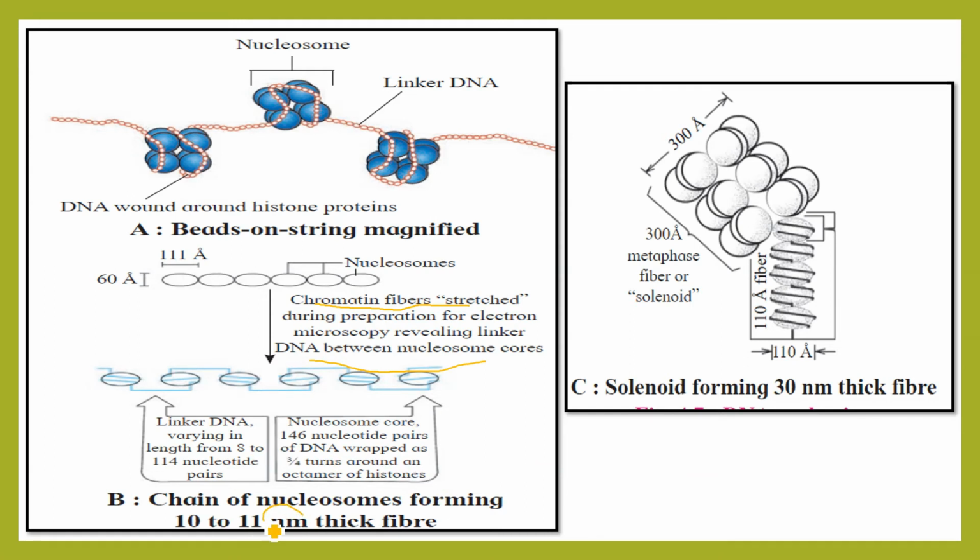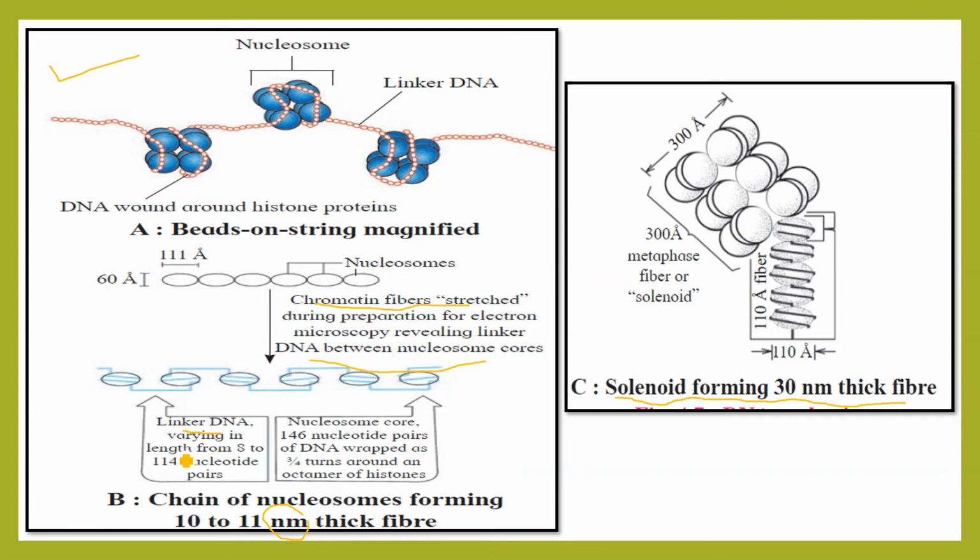Look at this unit, nanometer thick fiber. And this model is called the solenoid, forming a 30 nanometer thick fiber. This is how the coiling and the packing of DNA basically takes place. Here you can see the linker DNA. This was once asked in the MCQ.